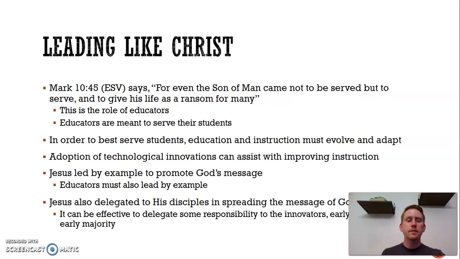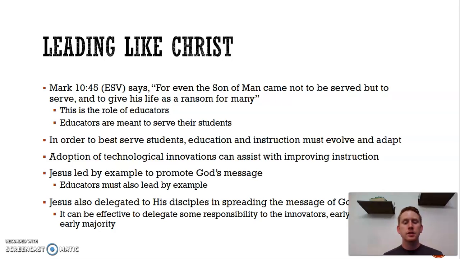Leading like Christ. Mark chapter 10, verse 45 says, "For even the Son of Man came not to be served, but to serve and to give his life as a ransom for many." This is the role of educators. Educators are meant to serve their students, to meet the needs of their students, and to ensure that their students are set up to succeed.